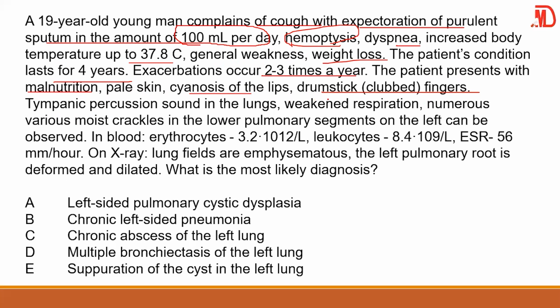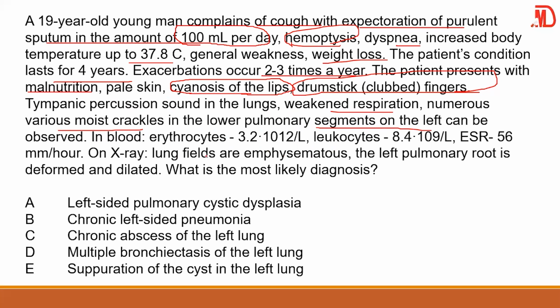Now, don't forget, when we talk about clubbed fingers, we are talking about hypoxia, because when there's hypoxia, of course, that can ensue. And again, cyanosis is there, telling you that there's not enough oxygen. Now, tympanic percussion sound in the lungs, weakened respiration, numerous various moist crackles in the lower pulmonary segment on the left side can be observed.